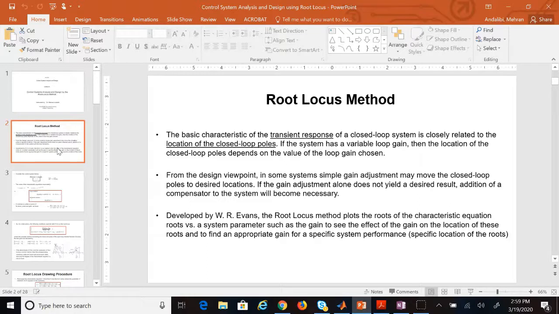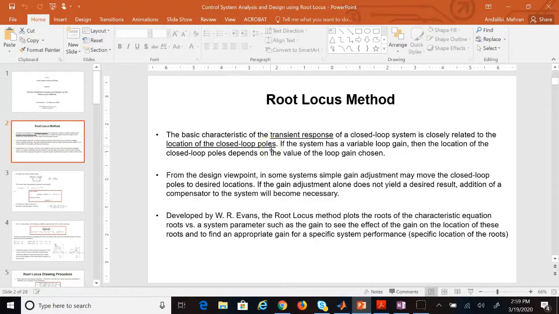Now, how fast the system would respond depends on the location of these poles with respect to the imaginary axis on the left side. The further away they are from the imaginary axis, the faster the exponential terms for them in the response would decay and vanish. So if you want faster responses, you want to move these poles away from the imaginary axis, right? So we'll learn about that.